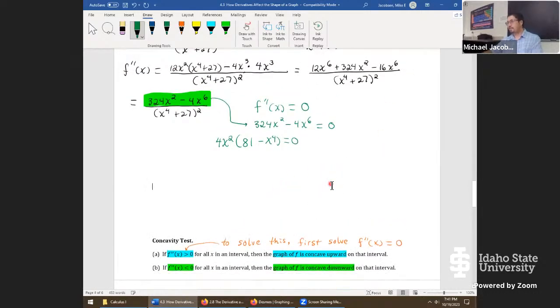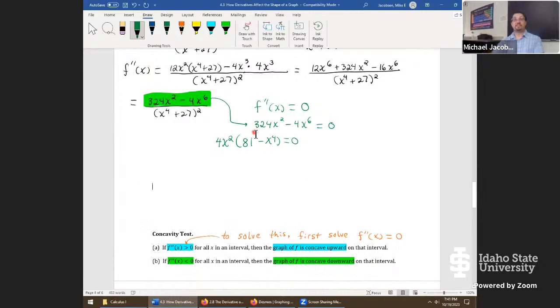Okay, so that's where we're at so far. But now it factors even more. We have a difference of squares. 81 is 9 by 9. X power 4 is x squared by x squared. So on the next factoring step, it becomes 4x squared, and let's go 9 plus x squared, 9 minus x squared. So difference of squares always factors in this nice way.